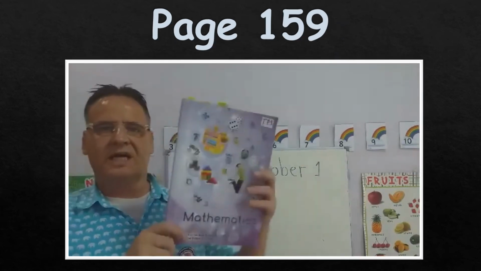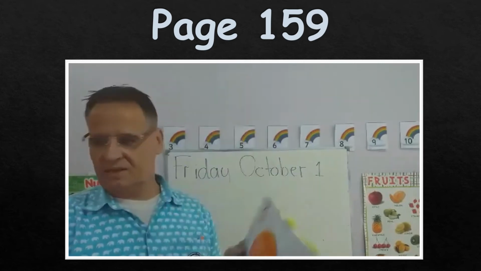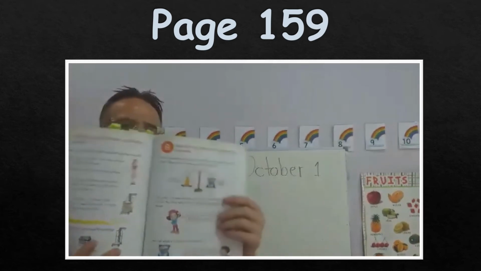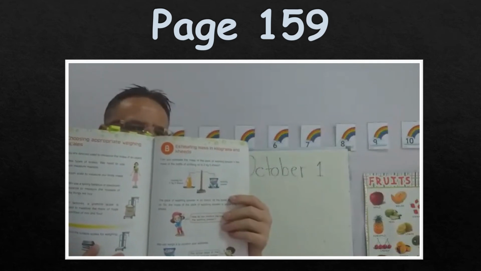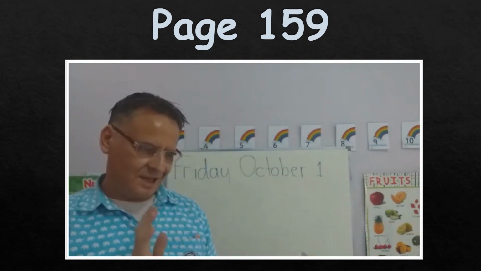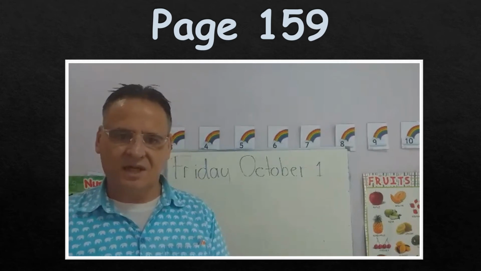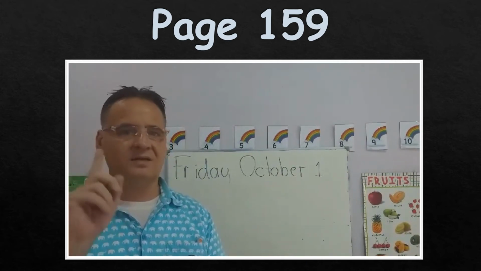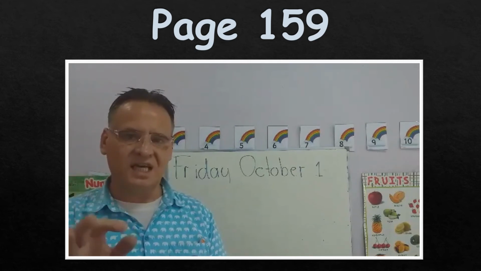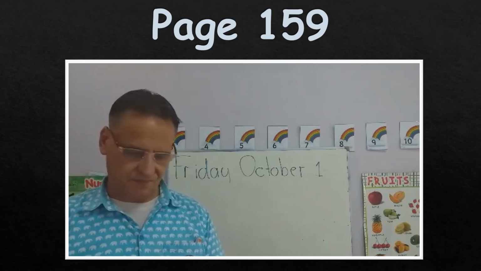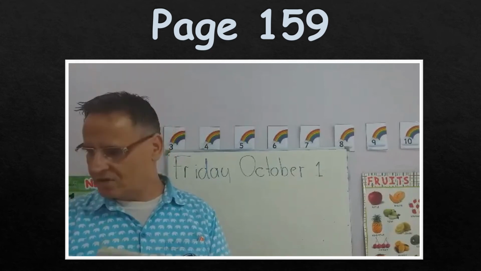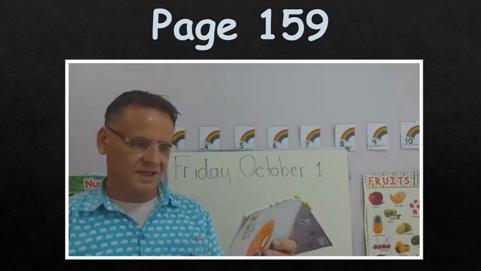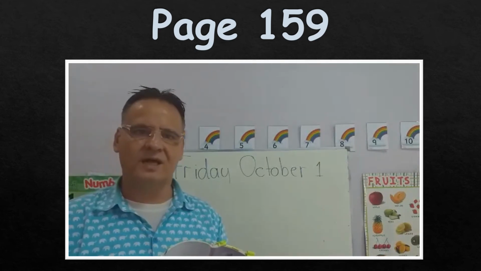Okay, let's have a look at our math book, and we go to page 159. That's the page with the big B at the top. Estimating mass in kilograms and keys. So remember, a kilogram is 1000 gram, a key is 100 gram. Okay, let's have a closer look at page 159 and let's see if we can guess the weight of certain items.